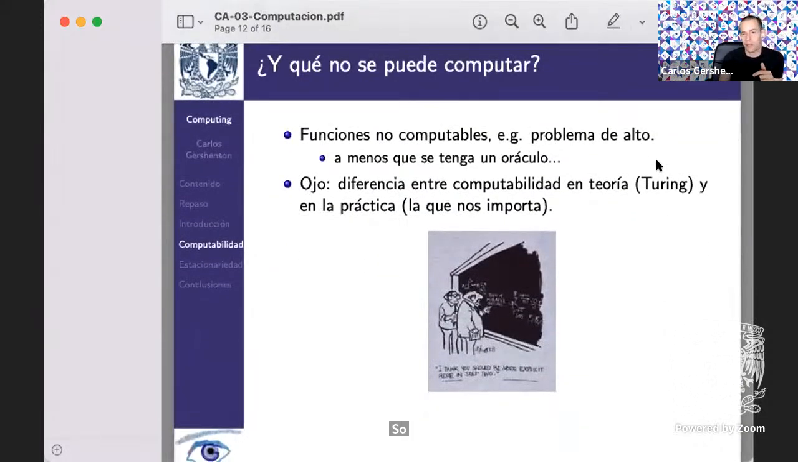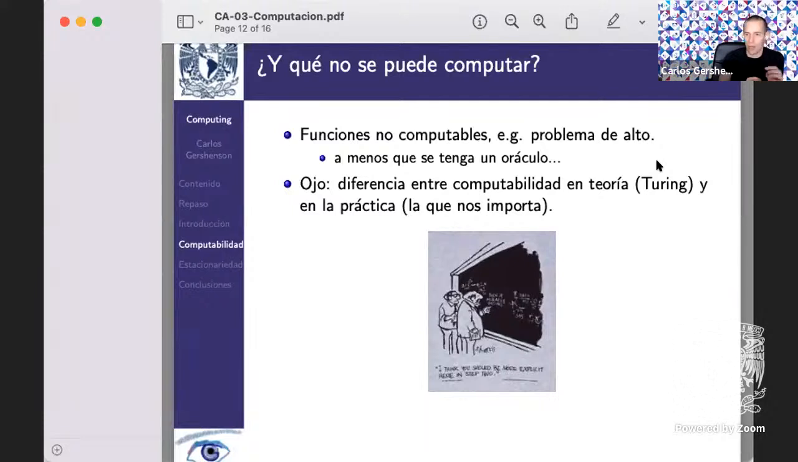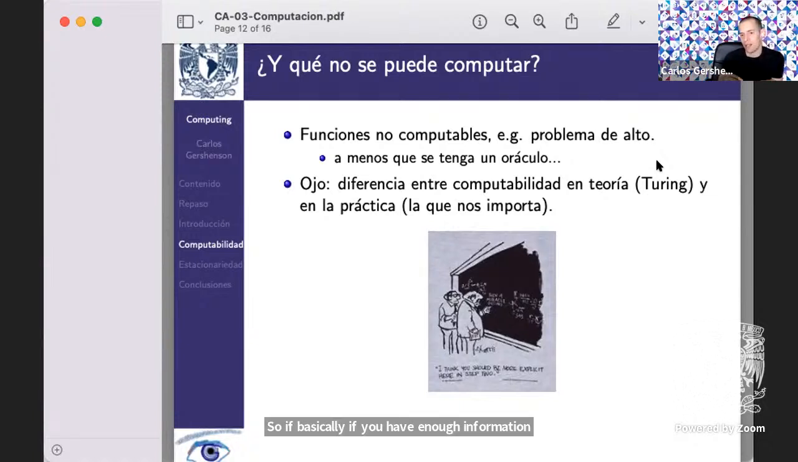He also defined what's not computable. So there are non-computable functions. So the halting function is not computable unless you have an oracle. That's something that Turing proposed in another paper. So if you have enough information about a Turing machine, then you can, for that Turing machine, calculate its halting function. So in other words, if you already explored a Turing machine and a posteriori know that it will halt and how long it will take to halt, then you can have shortcuts to that particular function.